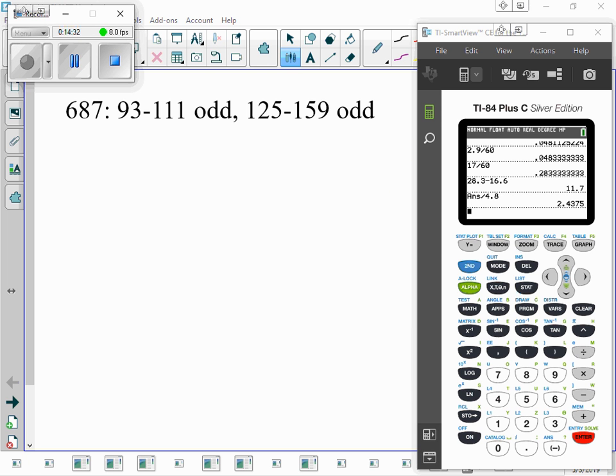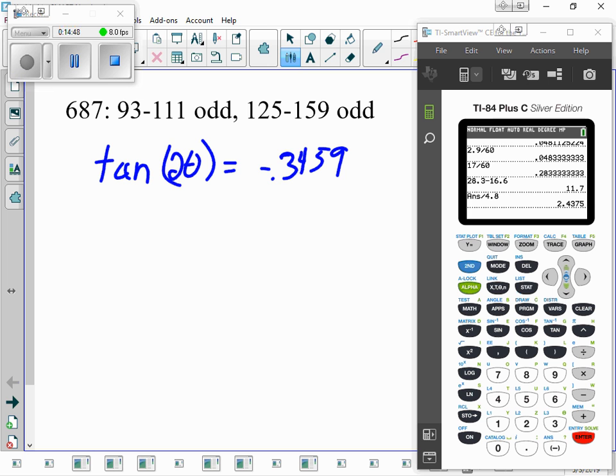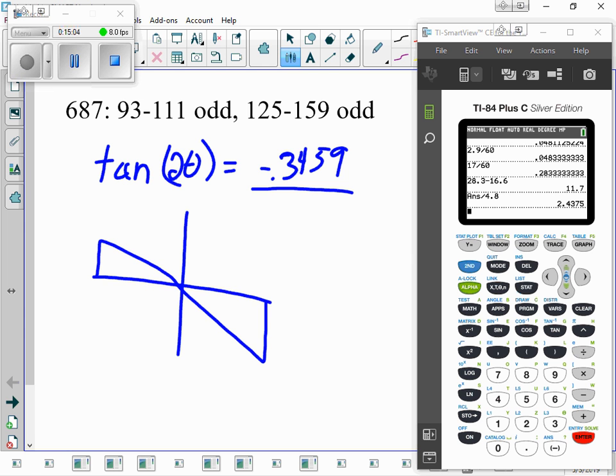So take a look at 137. The tangent of 2 theta is equal to negative 0.3459. The tangent is only negative when the sine and the cosine have different signs. If they're both positive, then the tangent is positive. If they're both negative, then the tangent is positive. So we're in either quadrants 2 or 4.